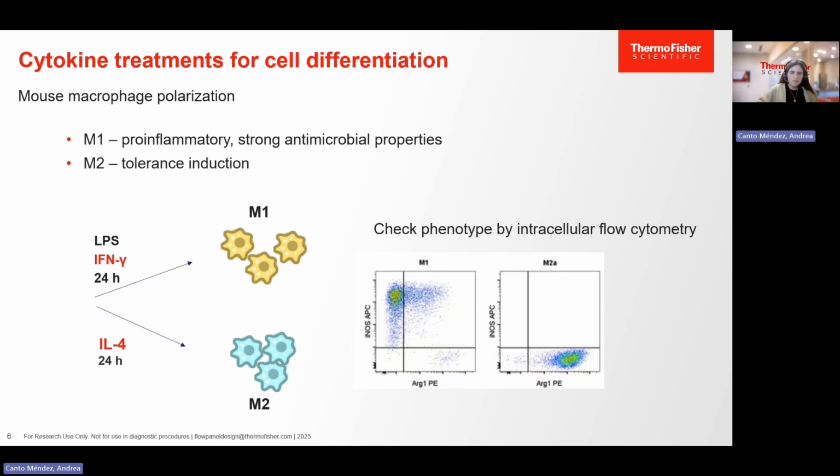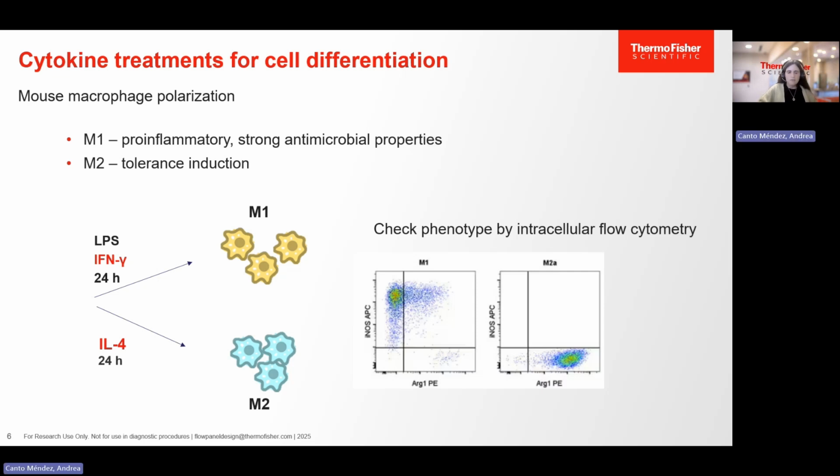This is something we can do by culturing the macrophages first with interferon gamma together with LPS for 24 hours. With this, we will obtain the M1 phenotype. Instead of using this, if we want to achieve the M2 phenotype for our experiment, we can polarize our cells with IL-4 also for 24 hours, and we will obtain our M2s.